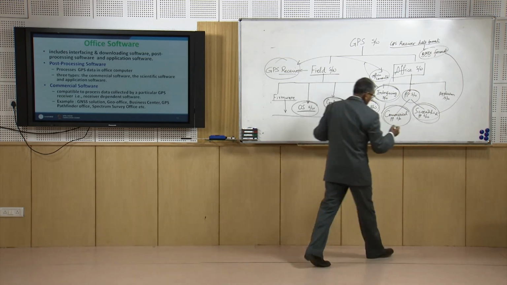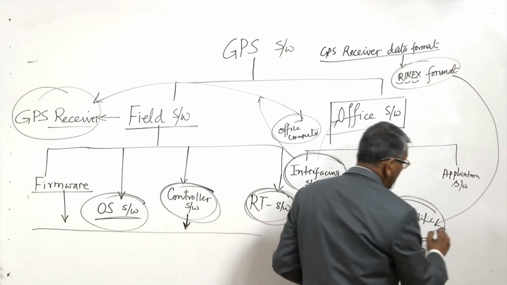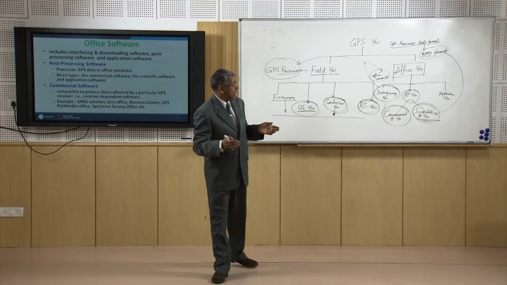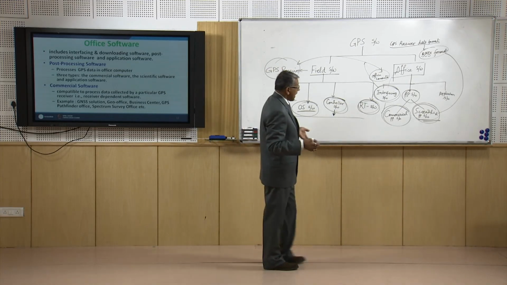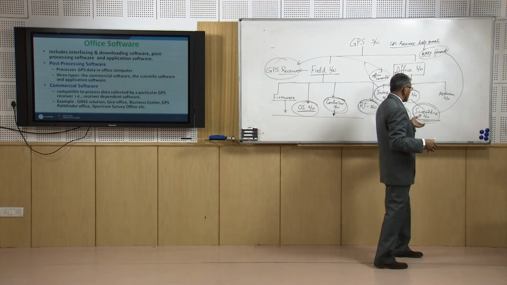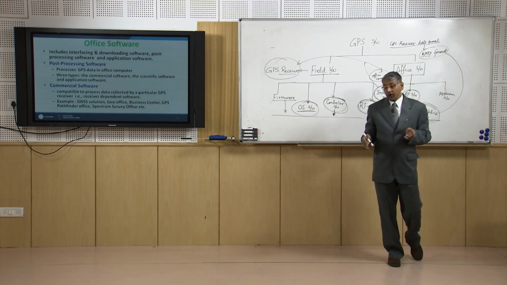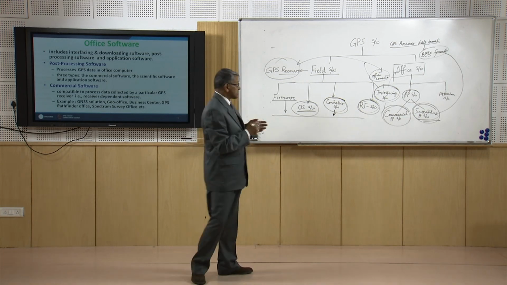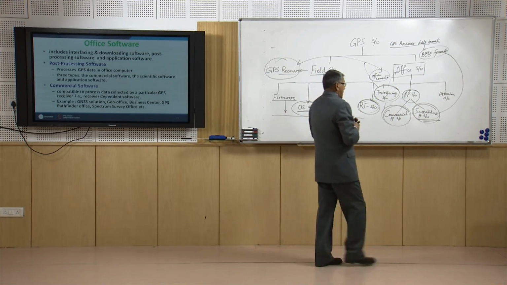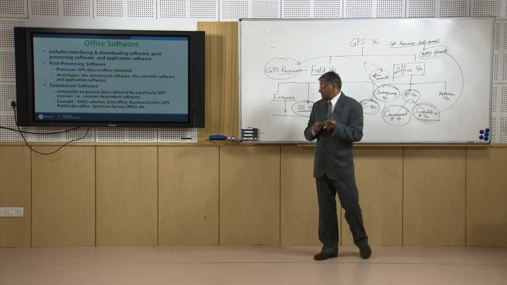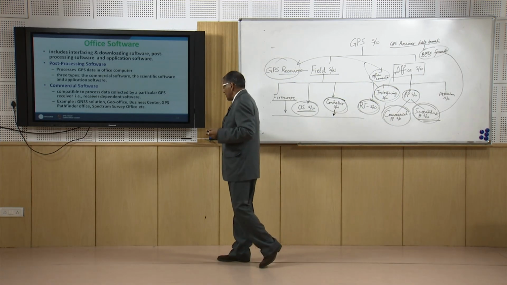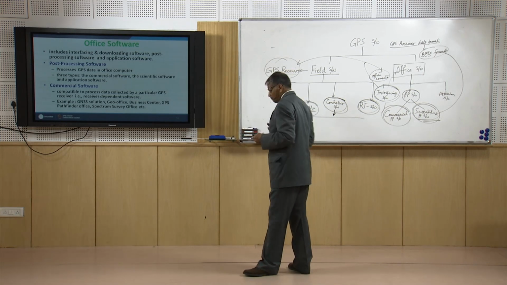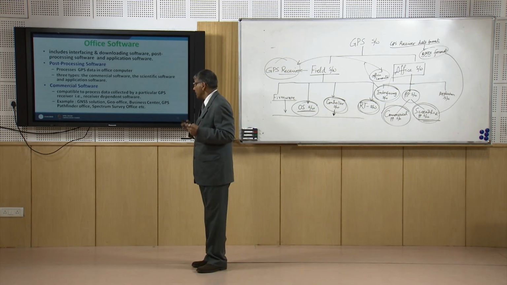Moreover, scientific softwares are very precise. They provide very accurate information, and fortunately many of the scientific softwares are free of cost still now. So scientific software is generally used for our scientific work or very precise work.